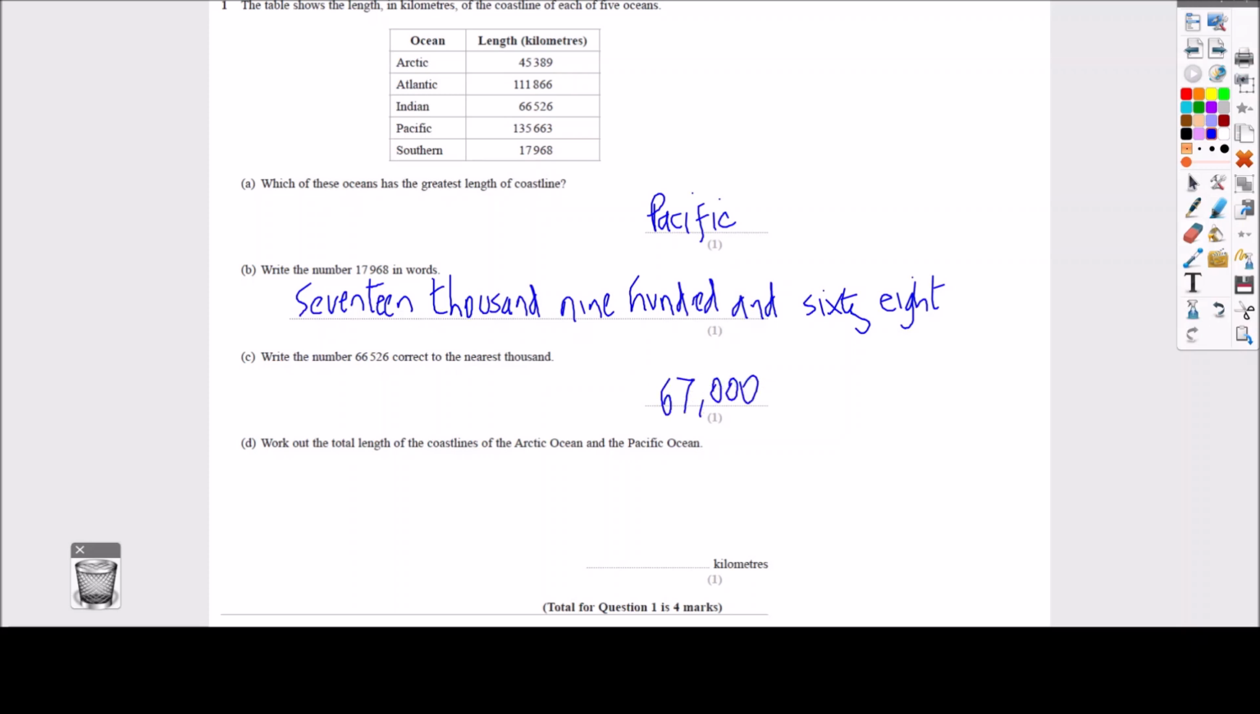Then part D, work out the total length of the coastlines of the Arctic and the Pacific. So just get your calculator out and add those two together. So that's 45,389 added together with 135,663, and that gives us 181,052.